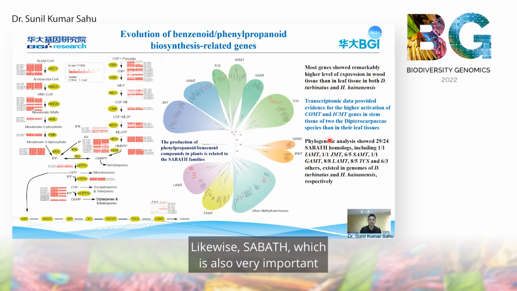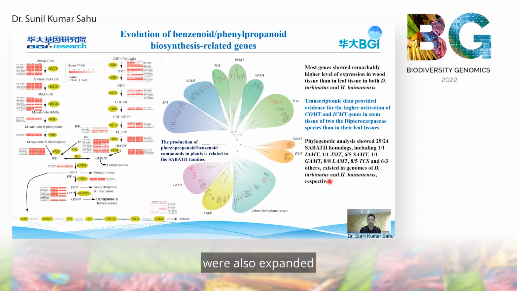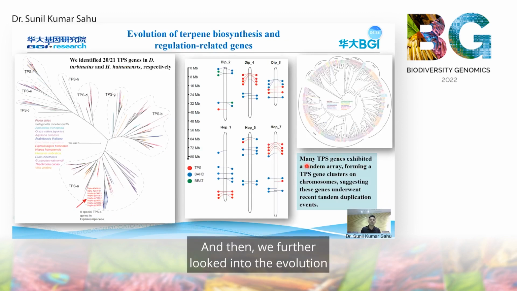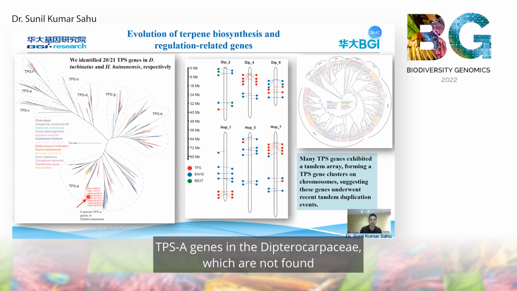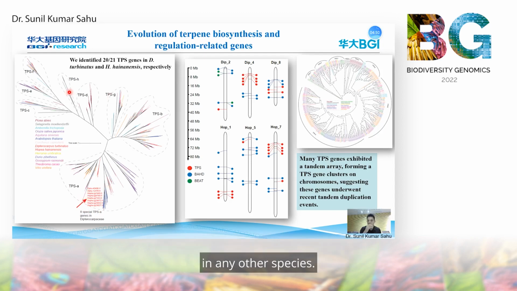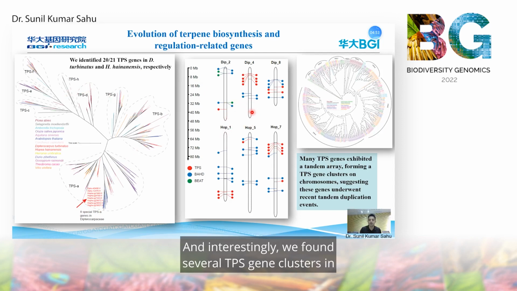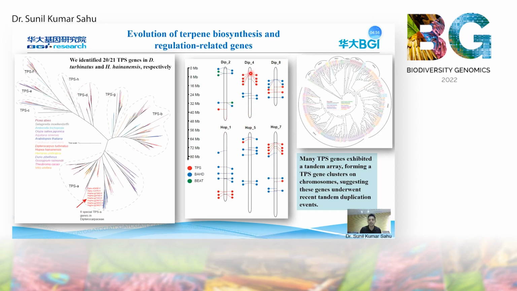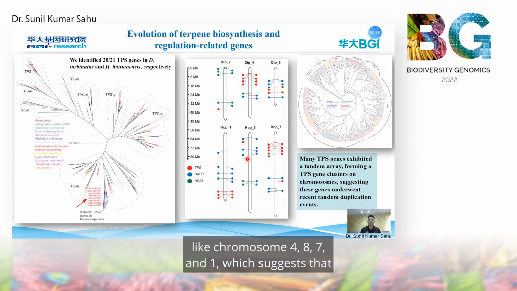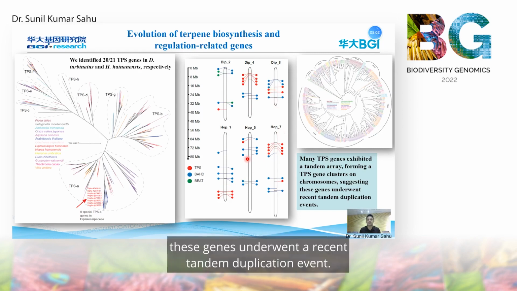Likewise, SABATH genes, which are also very important for phenylpropanoid and benzenoid biosynthesis, were also expanded and highly expressed in these two species. And then we further looked into the evolution of terpene biosynthesis and found 8 special TPS-a genes in the Dipterocarpaceae, which are not found in any other species. And interestingly, we found several TPS gene clusters on chromosomes 4, 8, 7, and 1, which suggests that these genes underwent a recent tandem duplication event.